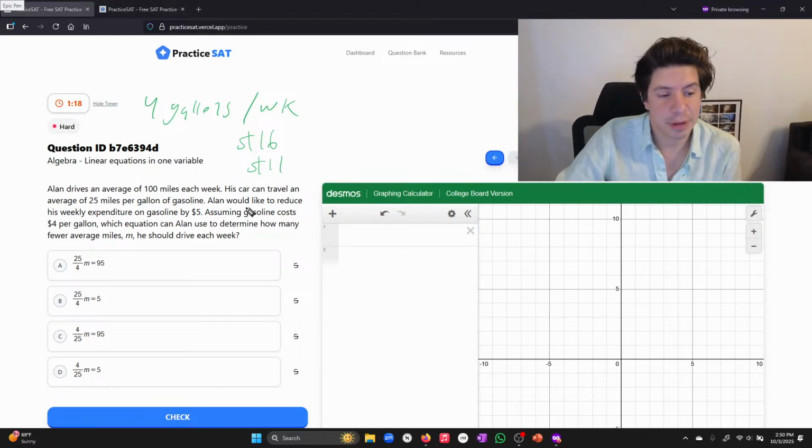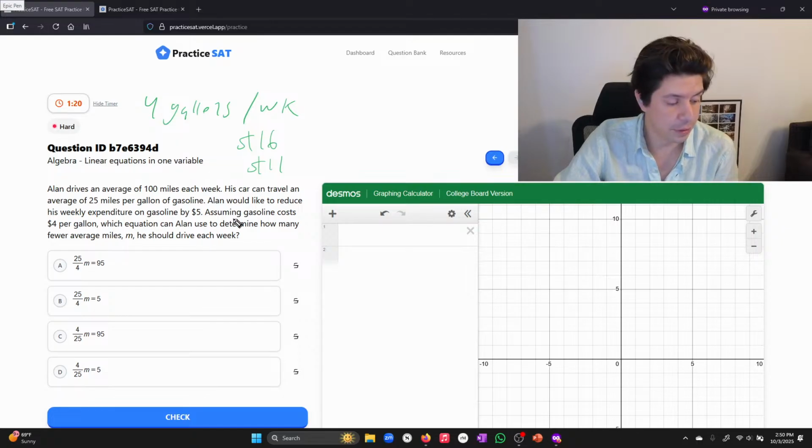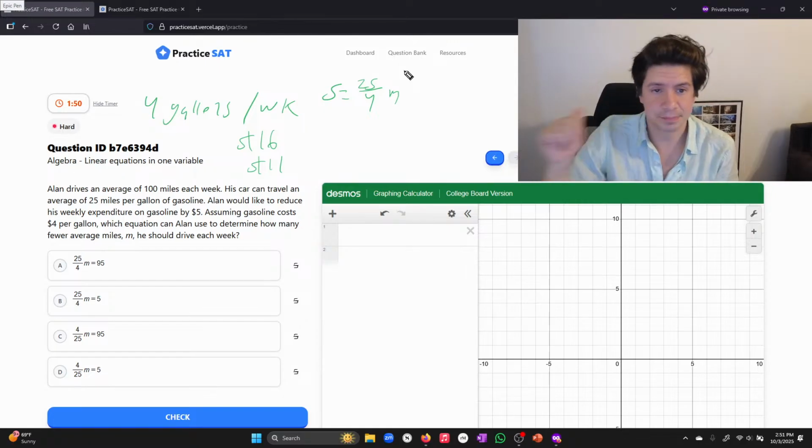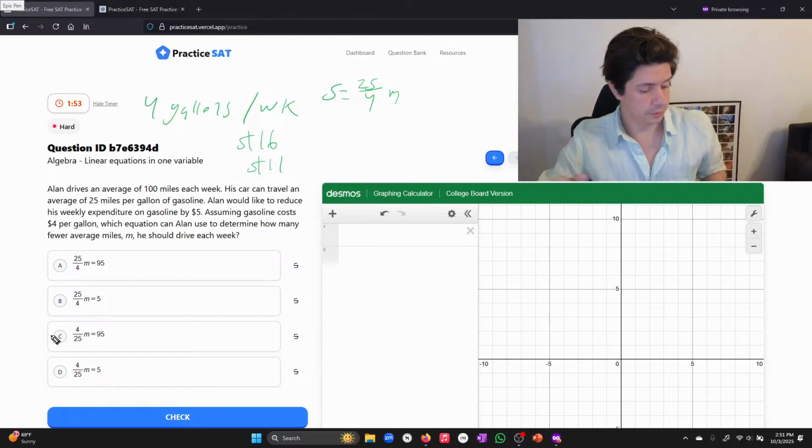M is the number of miles. Okay, so we have rate. We want to lose that $5. And that's going to be the rate, which is going to be 25 miles every $4. Right, because every 25 miles he spends $4 times the miles, and that's going to be B, I believe.